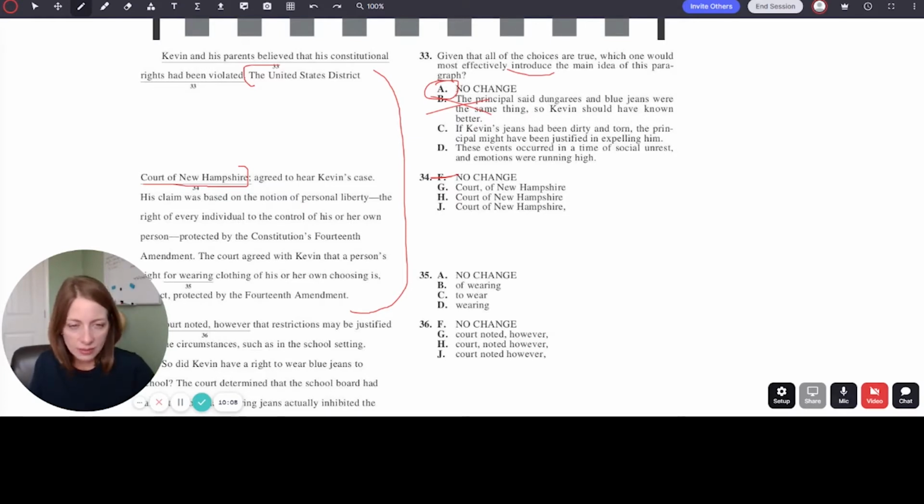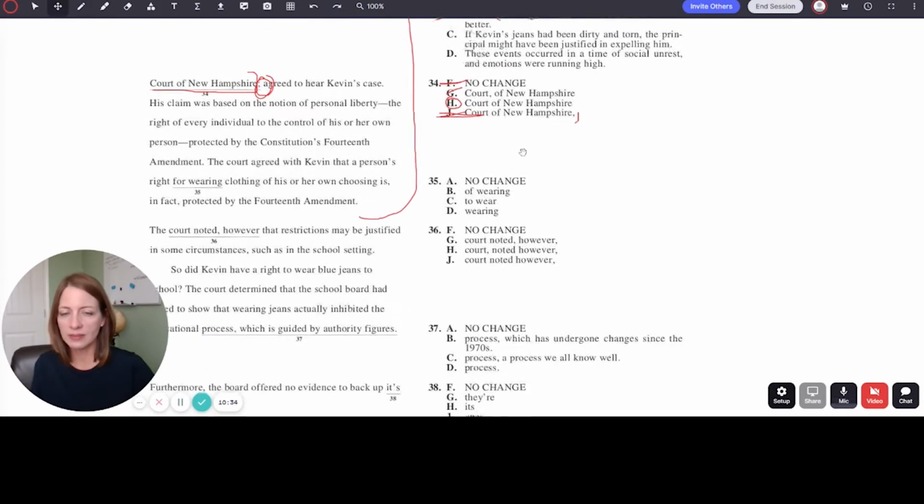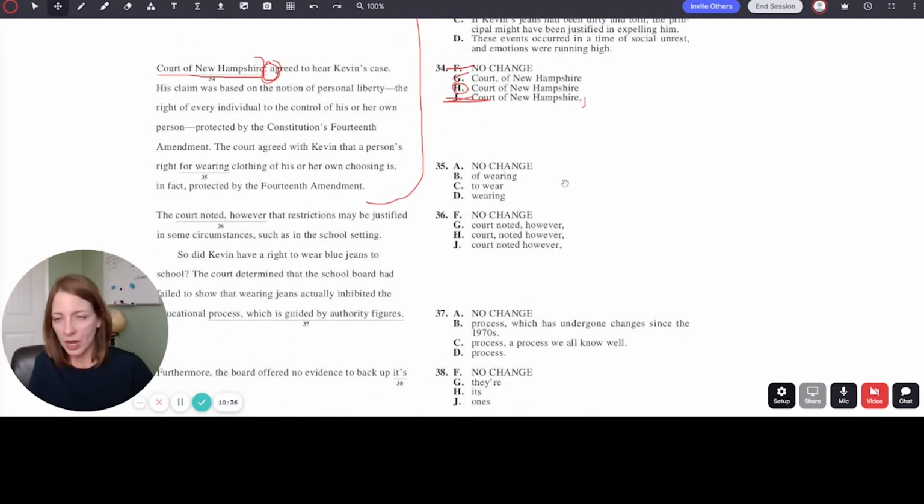The United States District Court of New Hampshire, comma. So they're throwing in just random commas here. I think most people would get this right. H, no punctuation needed. If you're going to have a comma in there, you need to have a reason, and you don't want a comma right in between your subject and your verb. So that's no good. I think most would get that correct. All right.